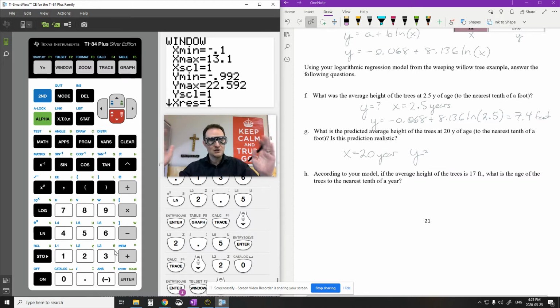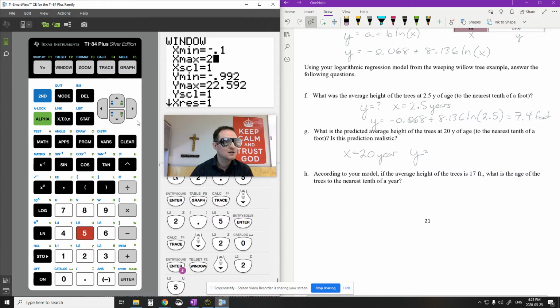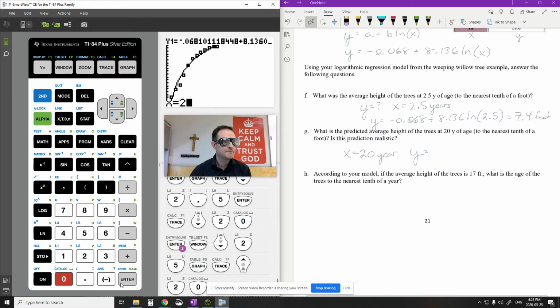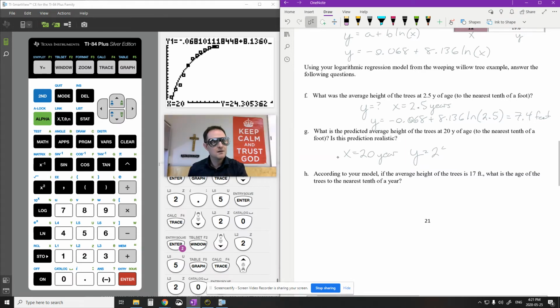The answer's got to be within the domain that they give you. It doesn't matter about the height. Maybe I can't see the top and bottom of the graph, but I've got to at least have the domain. And x is 20, so that means I have to have the x max be at least 20. I'm going to go 25. So there's the graph. I may not see 20 here, I may not see the graph, but it's within the domain, so I should be able to go trace 20. Okay, so it ends up being 24.3 feet. Now, is this realistic? Maybe.